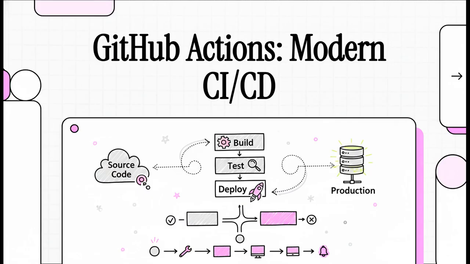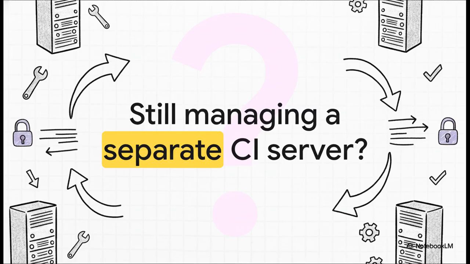We're going to demystify this incredibly powerful tool that lets you build, test, and deploy your code automatically, all without ever leaving GitHub. So, I gotta ask, is your team still spending precious time and energy wrestling with a separate CI server? You know, like an old Jenkins box that needs constant patching, plugin updates, and just general care and feeding? What if you could just skip all of that?